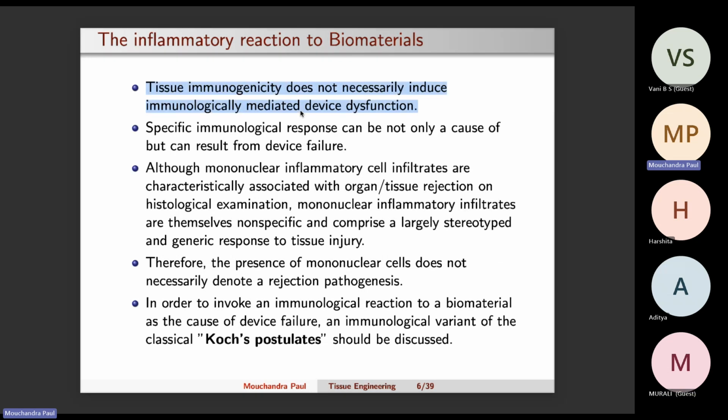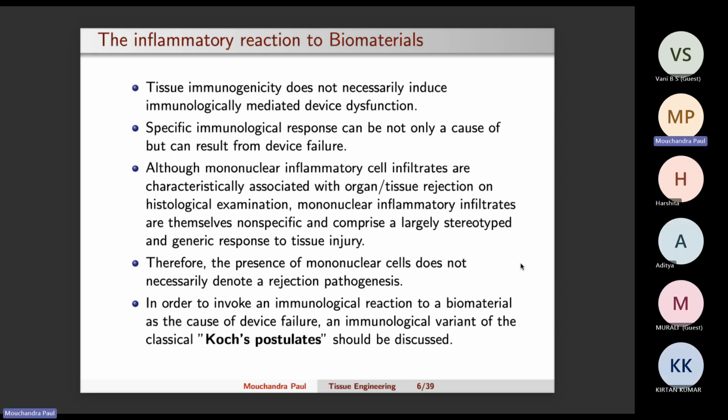So here it is trying to say that if your implant is recognized by your immune system through histocompatibility complexes, and antigen antibody interaction has started, that doesn't necessarily mean that your device has failed because of it. Okay, you got that point? You cannot really say straightforward that because of this specific immune response my device has failed. You have to prove it. So, how do you prove it?